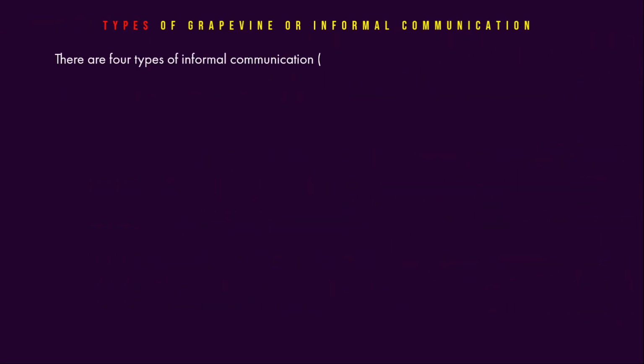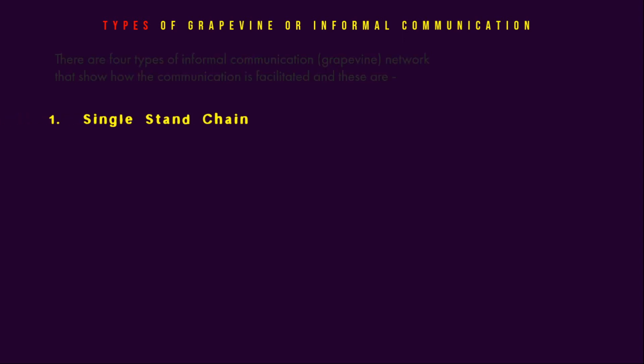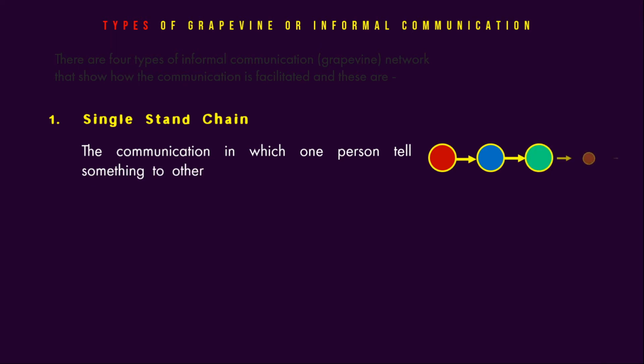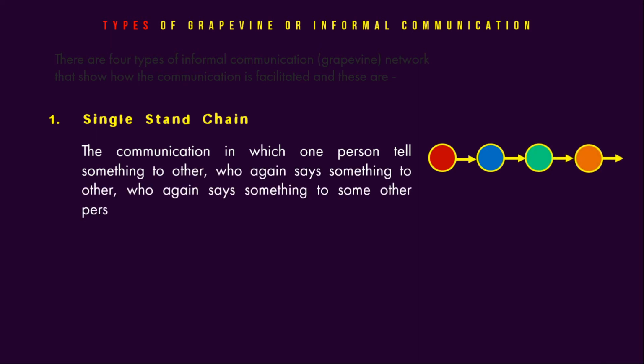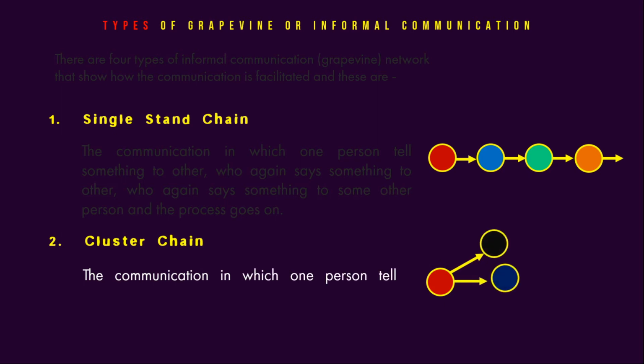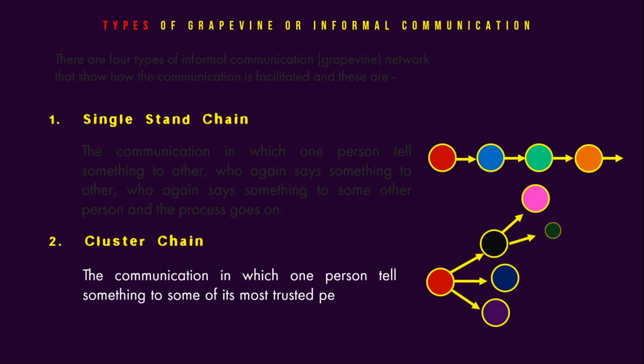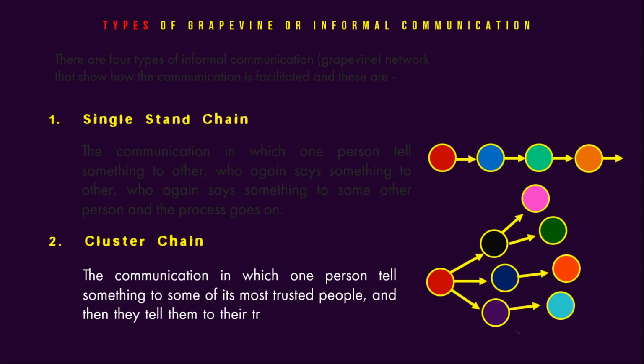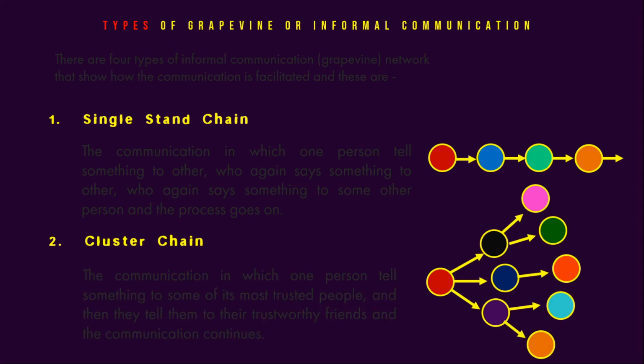There are 4 types of informal communication grapevine network that show how the communication is facilitated, and these are: Single strand chain, the communication in which one person tells something to another, who again says something to another, who again says something to another person, and the process goes on. Cluster chain, the communication in which one person tells something to some of their most trusted people and then they tell it to their trustworthy friends and the communication continues.